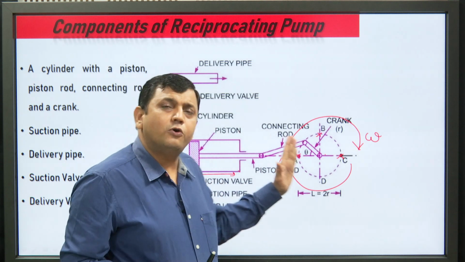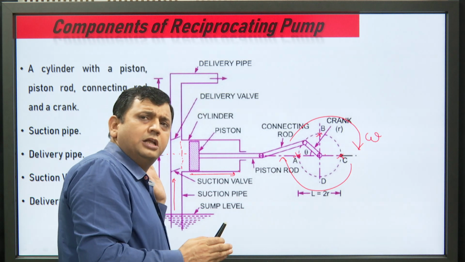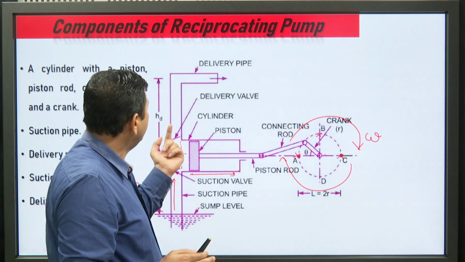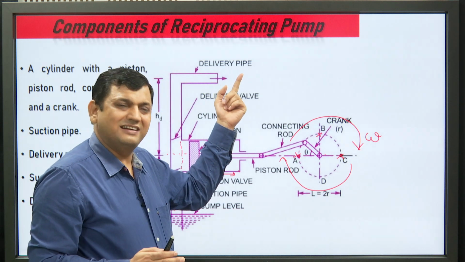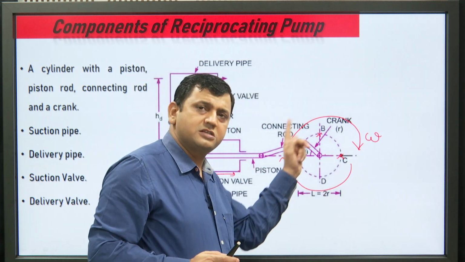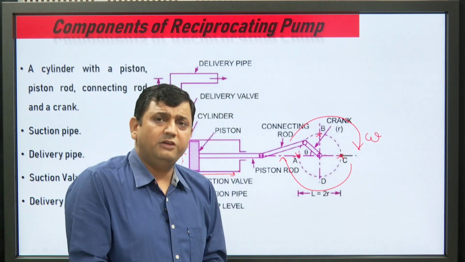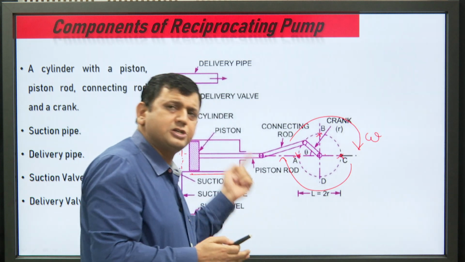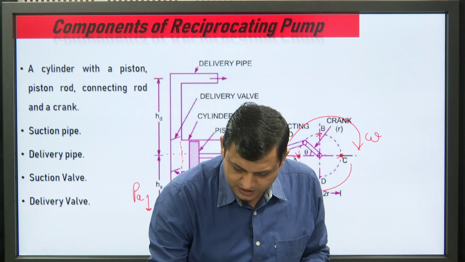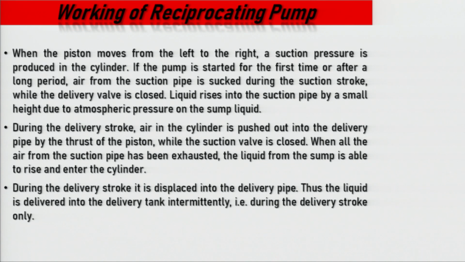So, in one stroke suction takes place, and in the other stroke, the delivery stroke, it exerts force on the delivery valve, which opens, and delivery starts from this stroke. Means the first one is the suction stroke, lifting of water, and then the delivery stroke, the delivery of water. So, what is the fundamental?